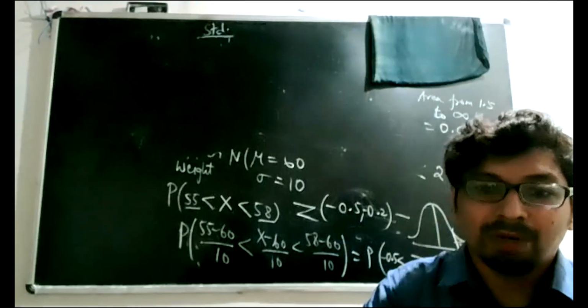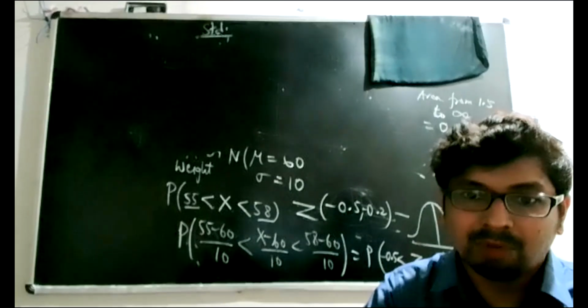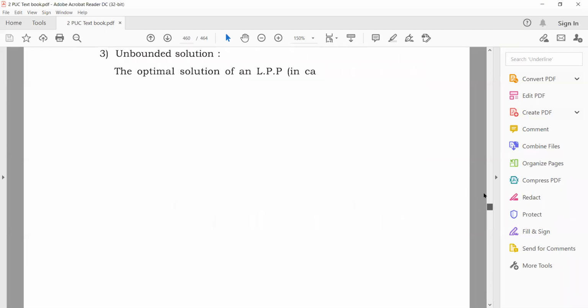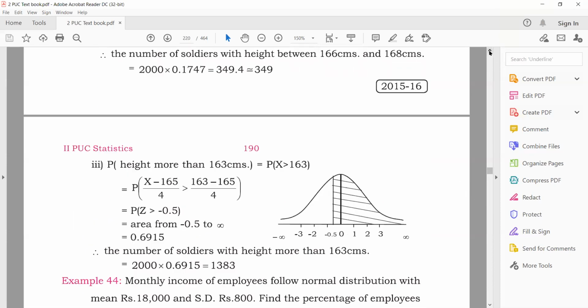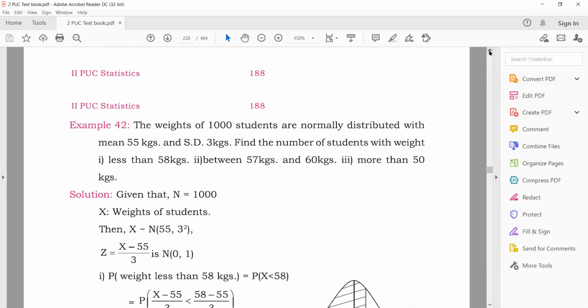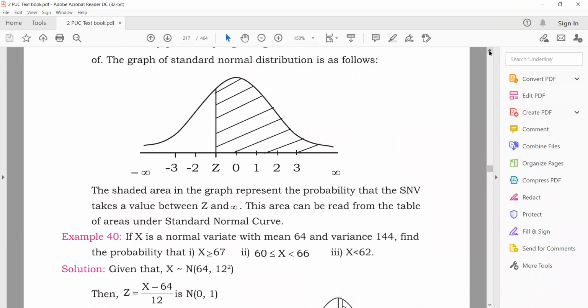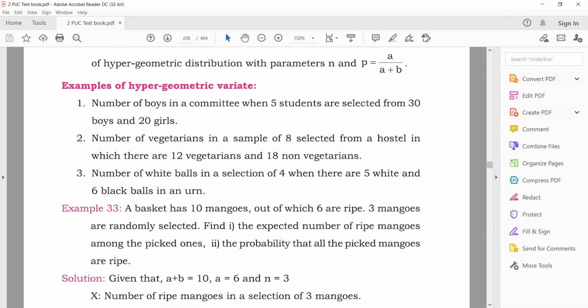So we have just looked into the practical aspect, how to compute the probabilities. Now we'll see what the properties of this particular distribution are. And don't worry, there are no numerical problems from this section of normal distribution. I just solved these examples to make you understand how probabilities and areas are obtained for various values of our x.